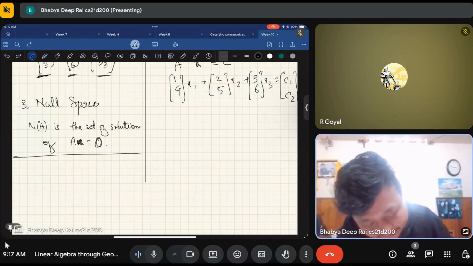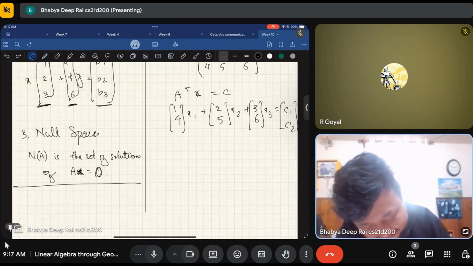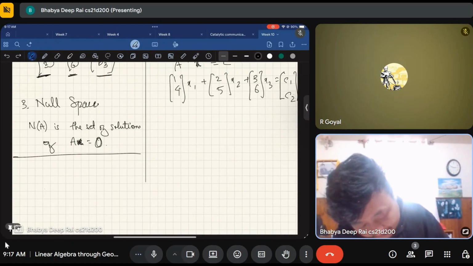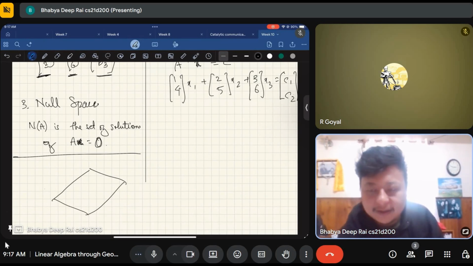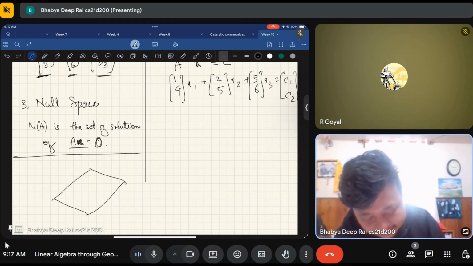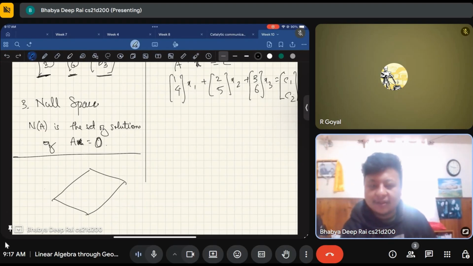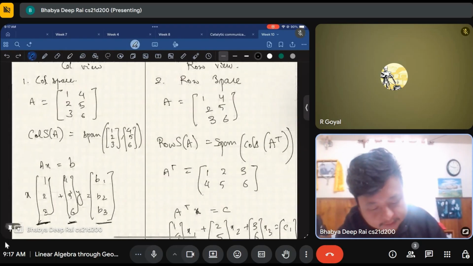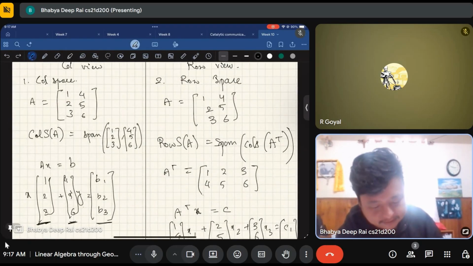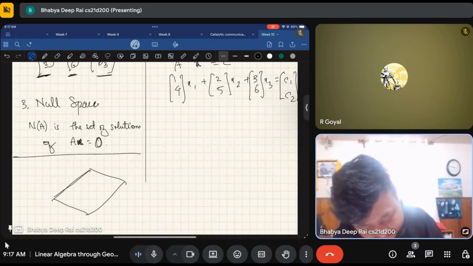Secondly, now comes the part where you relate the null space and the row space. Imagine the row space to be a plane. Then the null space, the set of solutions of Ax equals 0, is always orthogonal to the row space. So if this is the row space, this vector is the null space.